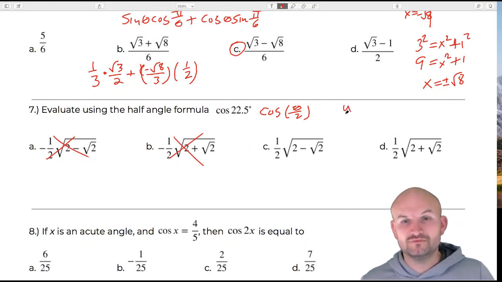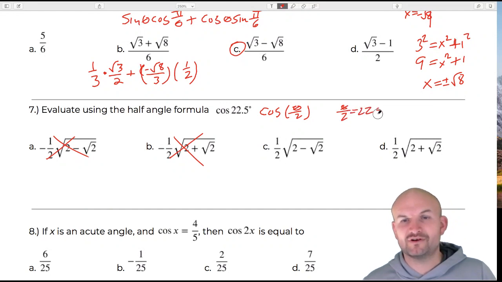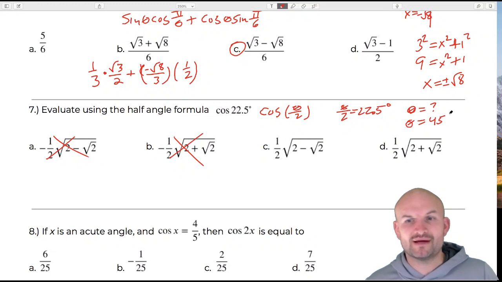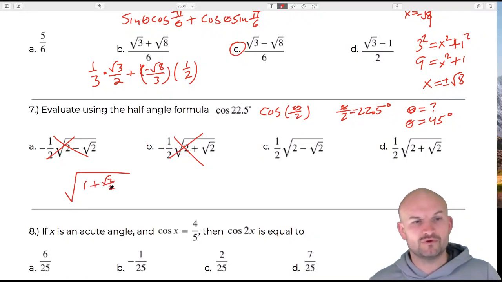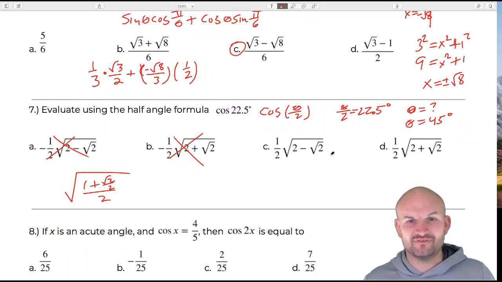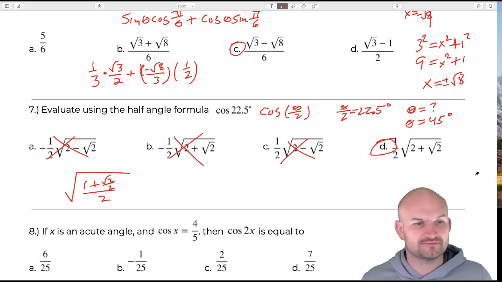So if theta over 2 is equal to 22.5 degrees, then what does theta equal? Theta equals 45 degrees, right? You just multiply by 2. Now I'm going to use the half angle formula, the positive version, so I'm not going to worry about that, which is the square root of (1 plus the square root of 2 over 2) over 2. Without even simplifying, I'm never going to make this negative. So you can see the answer is D. I don't really need to simplify my work. I can see just from using that formula what the answer is going to be.